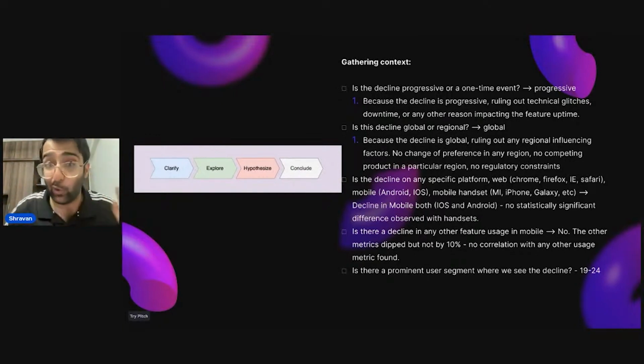Is the decline global or regional? Samruddhi, it is absolutely according to you, because the decline is global, ruling out any regional influencing factors, no change in preference of any region, no competing product, no regulatory constraint, right?